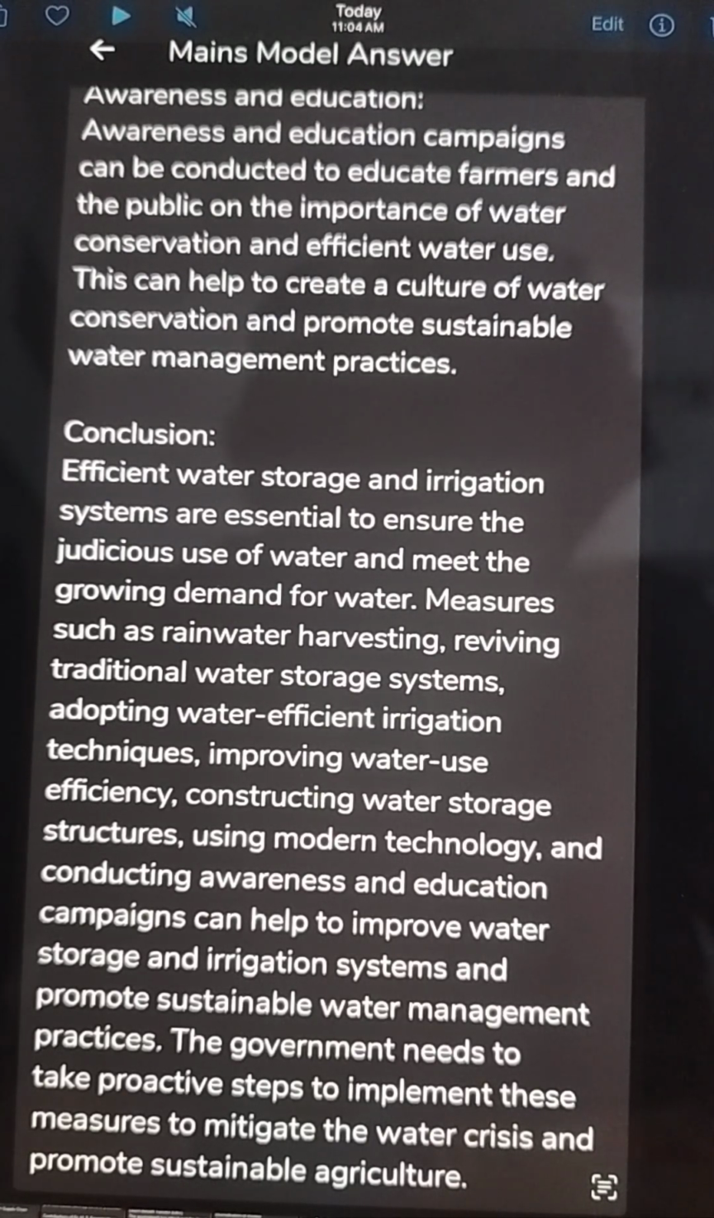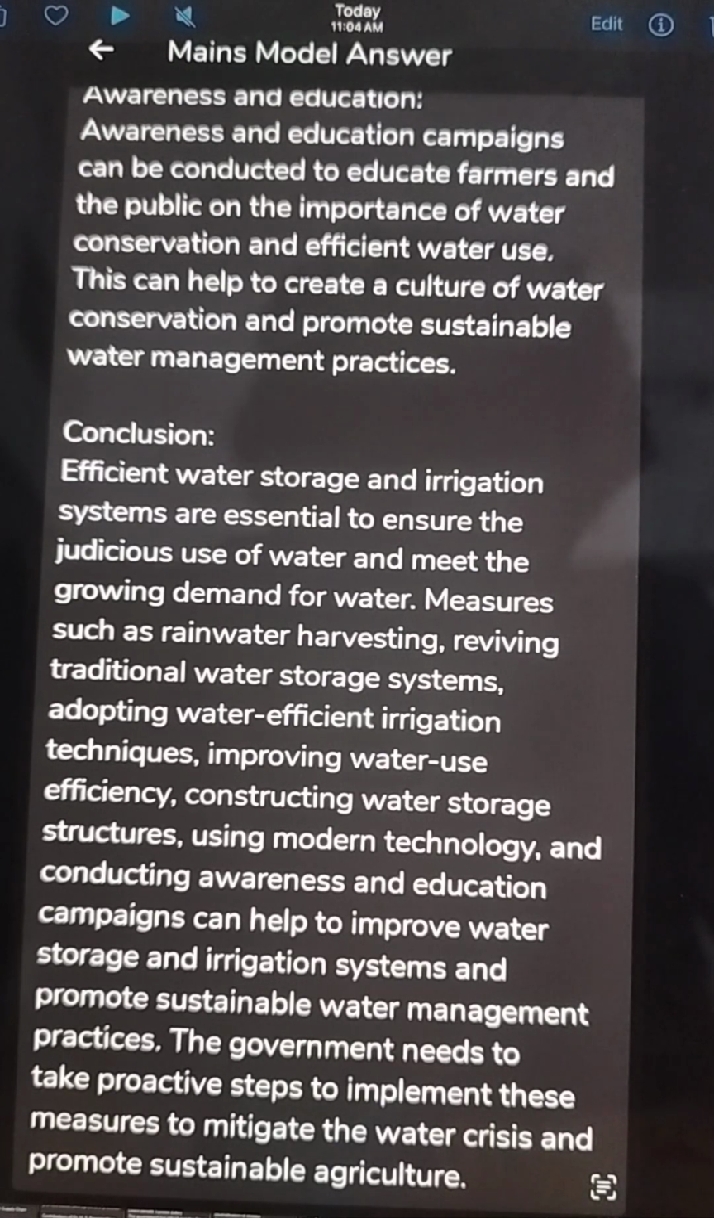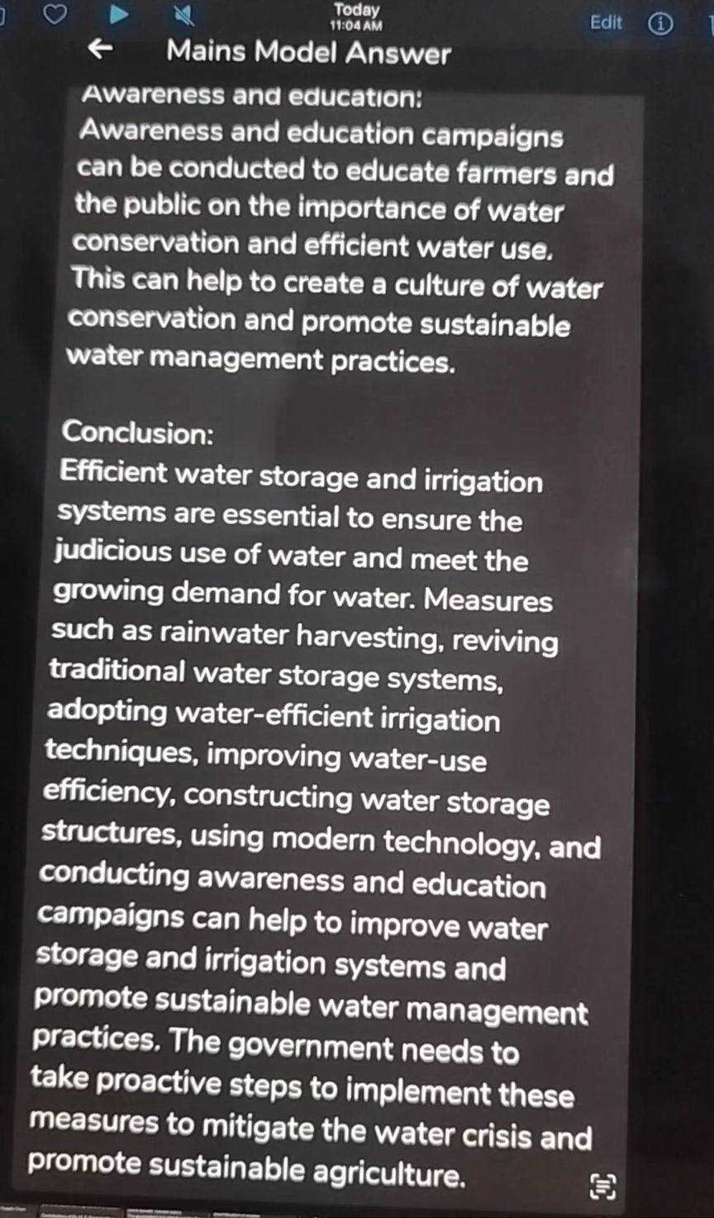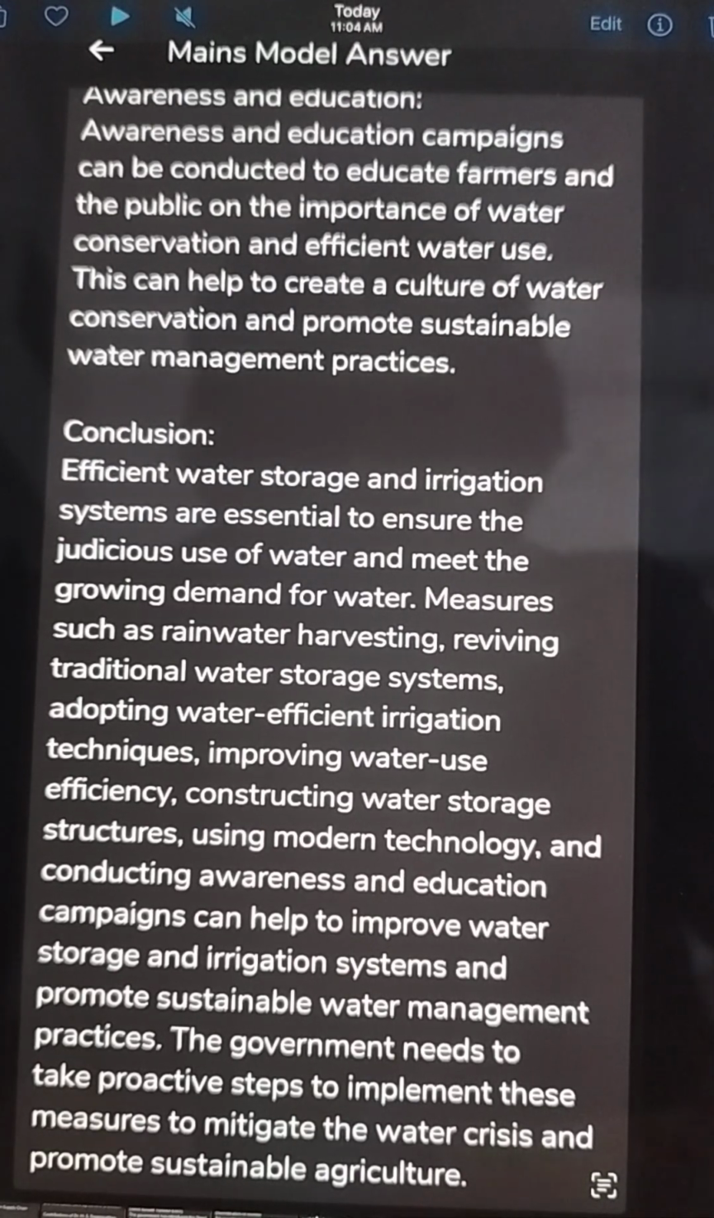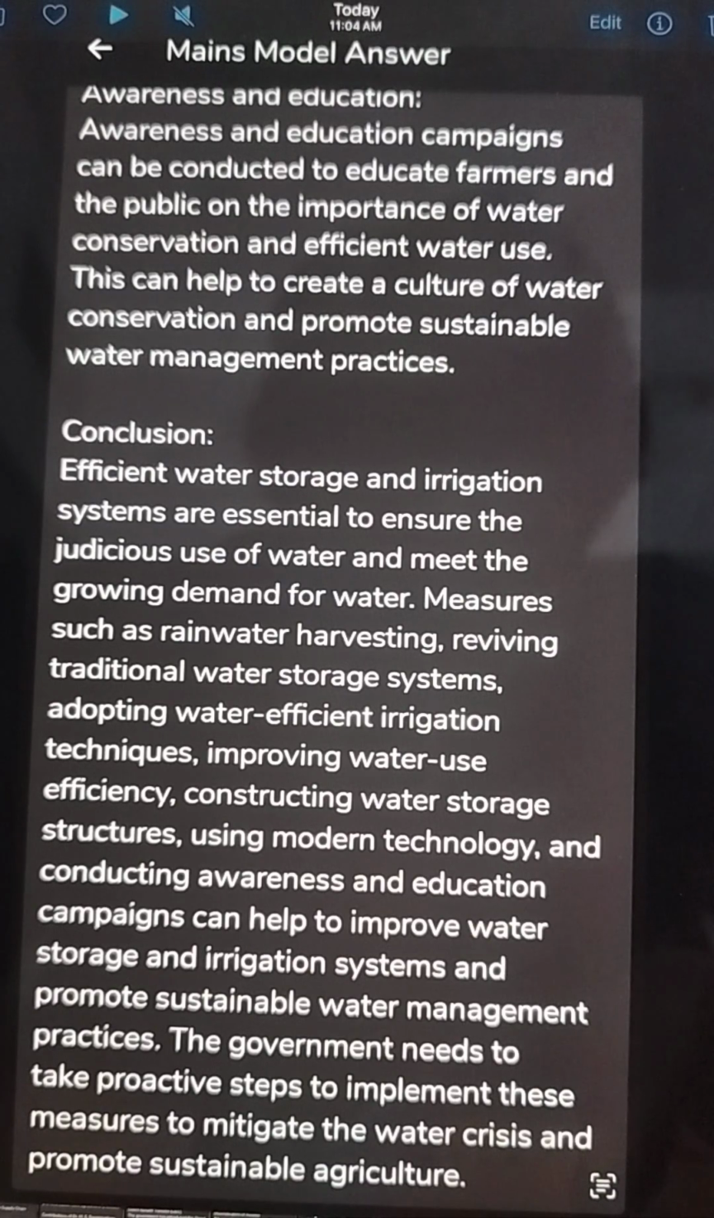So measures such as rainwater harvesting, reviving traditional water storage systems, adopting water efficient irrigation techniques, improving water use efficiency, constructing water storage structures, using modern technology, and conducting awareness and education campaigns can all help to improve water storage and irrigation systems and promote sustainable water management practices. The government needs to take proactive steps to implement these measures to mitigate the water crisis and promote sustainable agriculture.